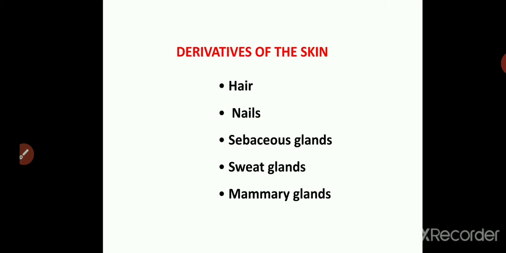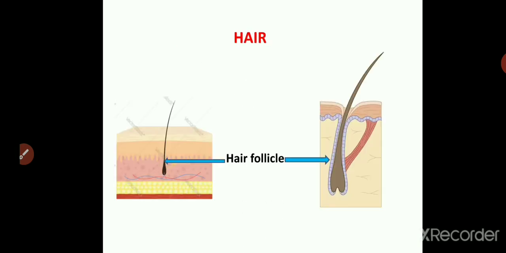Now coming to the derivatives of the skin. From the skin of man, many structures are derived, out of which some are hair, glands, the various glands, the sweat glands, sebaceous glands, and the mammary glands, and the nails. So basically there are three: hair, glands, and nails. But under glands, we are studying three types of glands here. So first we will see about the hair.